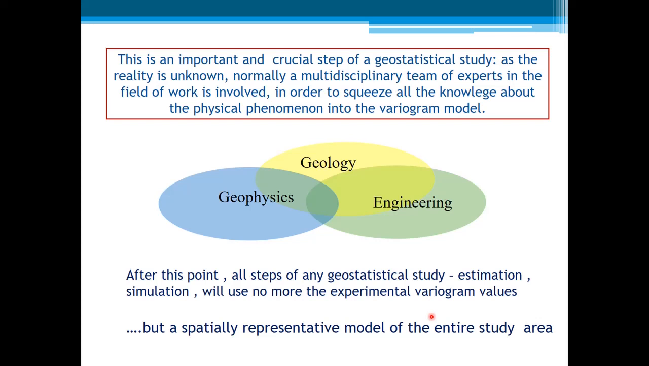This is an important and crucial step of a geostatistical study. As the reality is unknown, normally a multidisciplinary team of experts in the field of work is involved in order to squeeze all the knowledge about the phenomena into the variogram model. After this point, all steps of any geostatistical study no longer use the experimental variogram values, but the spatial representative model of the entire study area.